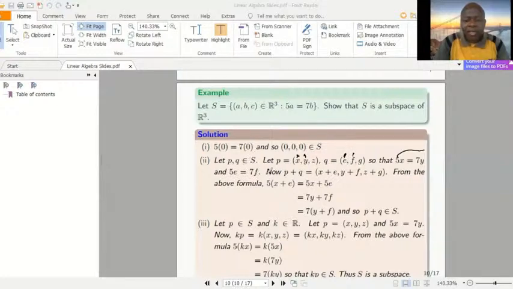Now, let me get the sum of P and Q. The sum of P and Q is, I just add the corresponding elements, x plus e. That is my first element. Then the second element would be y plus f. Then the third element would be z plus g.